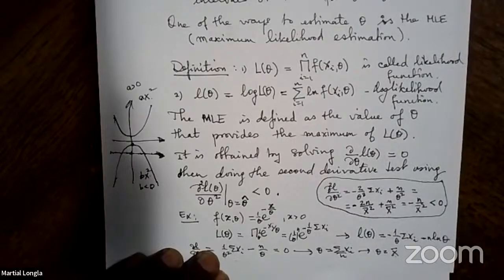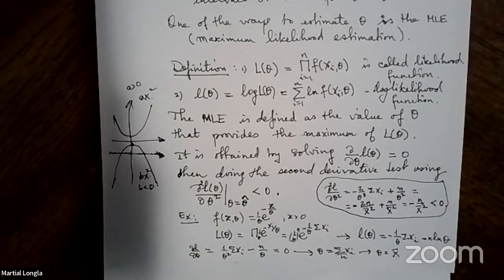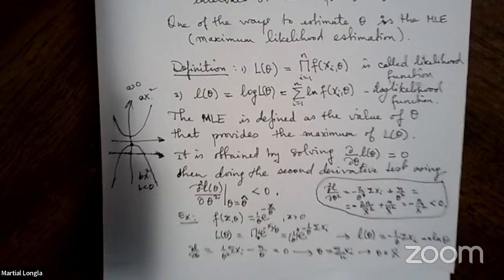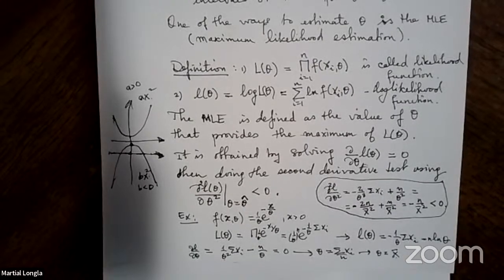So that's what you got, and therefore you can really conclude that X bar is the MLE in this case. And it is unique because you found only one. Is there any question?